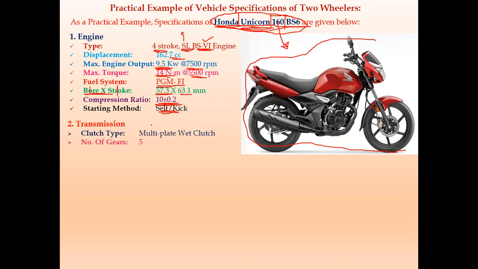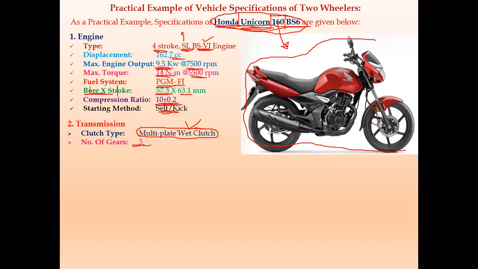The clutch is a multi-plate wet clutch. Generally, in case of two-wheelers, we use multi-plate clutch, and in case of four-wheelers, we use single-plate clutch. And in multi-plate, we have wet clutch. Now, if you see the gears, we have 5 gears. So 5 gears are there in this vehicle.